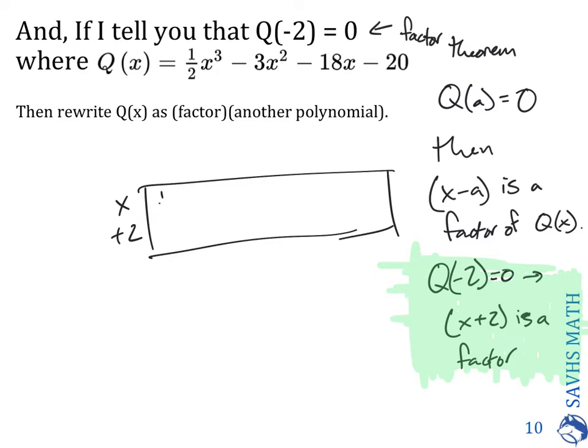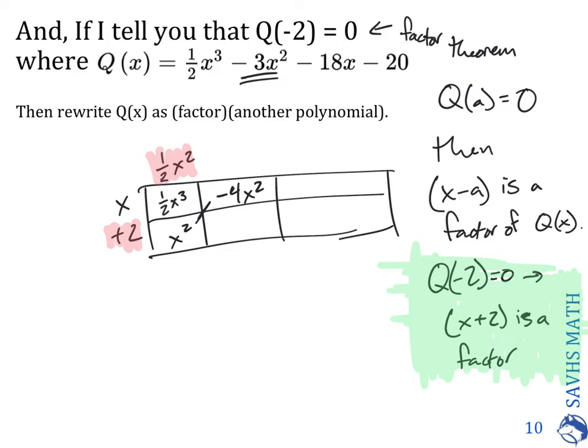So I've got to have my 1/2 x cubed there. And I'm going to put a 1/2 x squared here because that will match with this to give you this. So multiply with it. Then I need to do the multiplication between 1/2 x and 2, and I get x squared. I don't want x squared. I want negative 3x squared. So how do I get there? I subtract 4 x squareds.